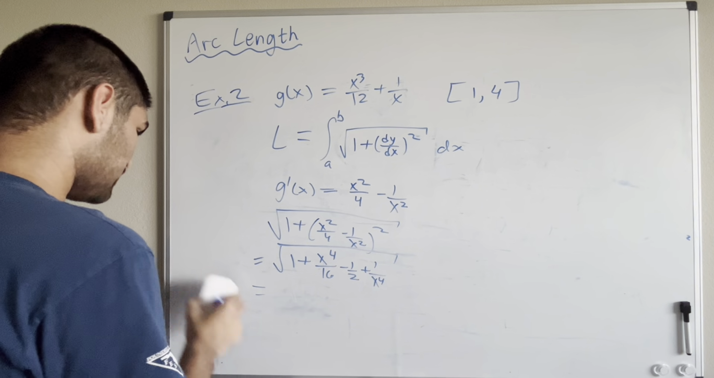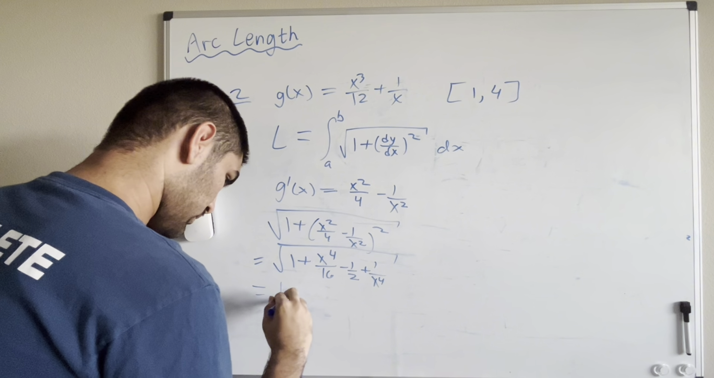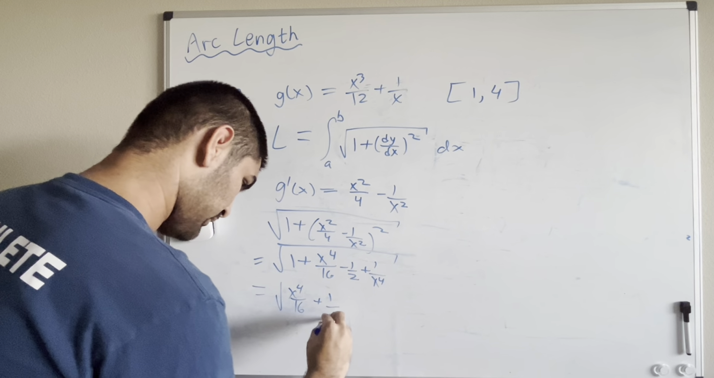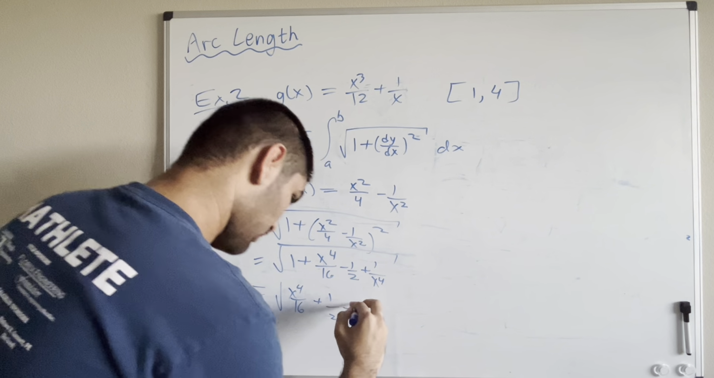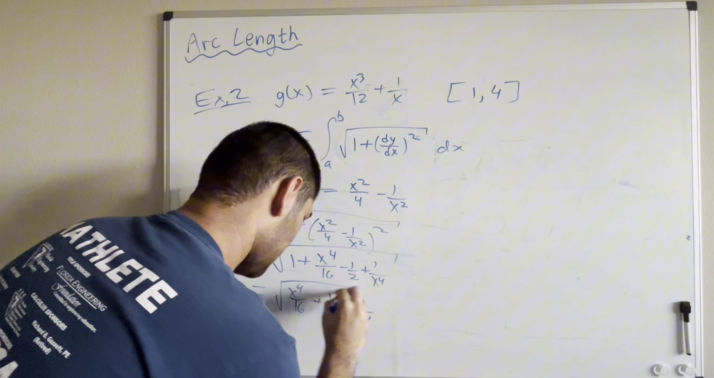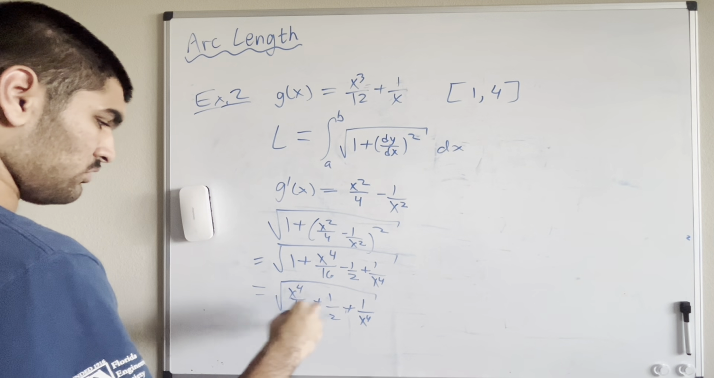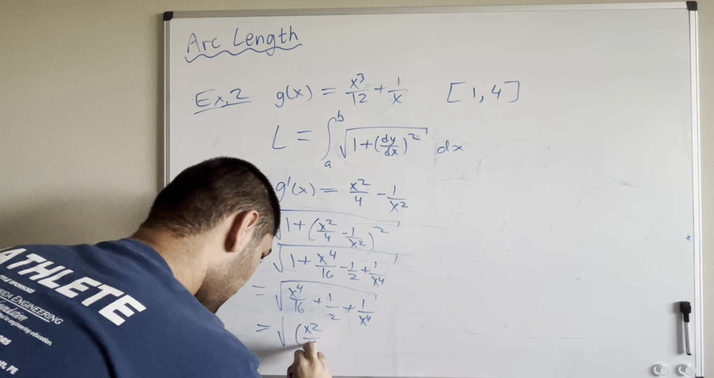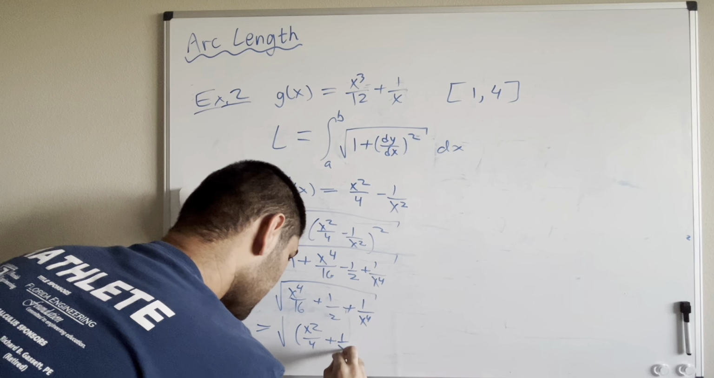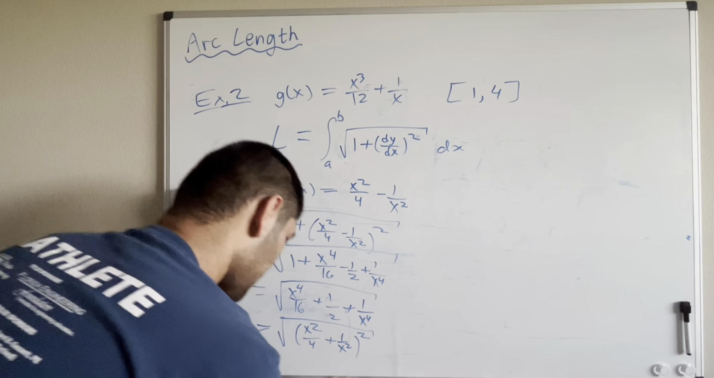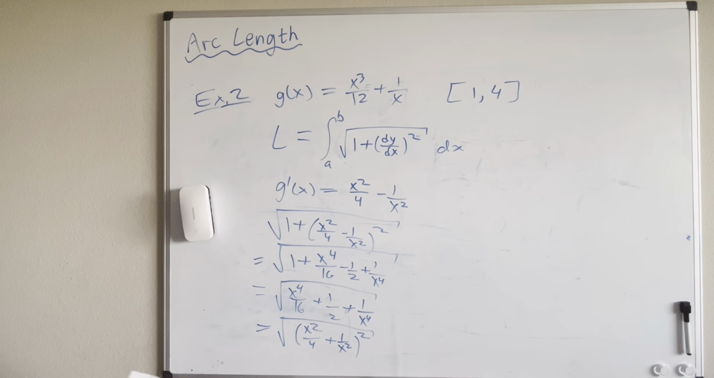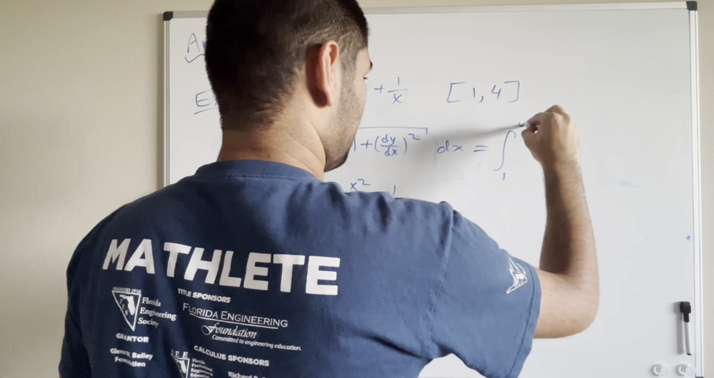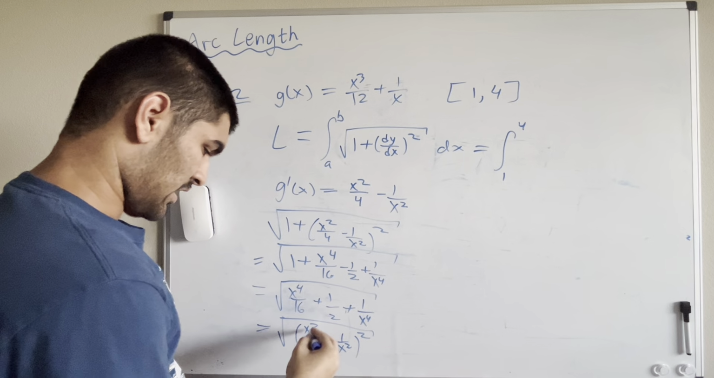So this becomes x to the 4th over 16. The 1 minus 1/2 becomes plus 1/2. And then we have plus 1 over x to the 4th. Okay, and notice that we can factor this as simply x squared over 4 plus 1 over x squared, squared, and then the square root and the square cancel, so we're just integrating this inside expression. So we're integrating from 1 to 4, right? And we're integrating this inside expression right here, the x squared over 4 plus 1 over x squared.